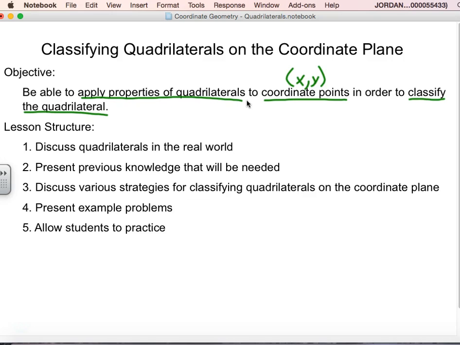Okay, so first we're going to discuss some quadrilaterals in the real world now that we've talked about all the different types of quadrilaterals. And then we'll talk about some previous knowledge that we've learned in the past that you're going to need in order to do the objective today. And then we'll also discuss various strategies that you can use to classify the quadrilaterals. So there's going to be some different ways to do these problems, but I'm going to give you all of them, and I want to be sure to highlight the quickest, probably simplest way to do them, because that's probably what most of you guys will want to do. All right, and then I'll do some example problems for you. And then last, of course, like always, I'll allow you guys to practice some on your own.